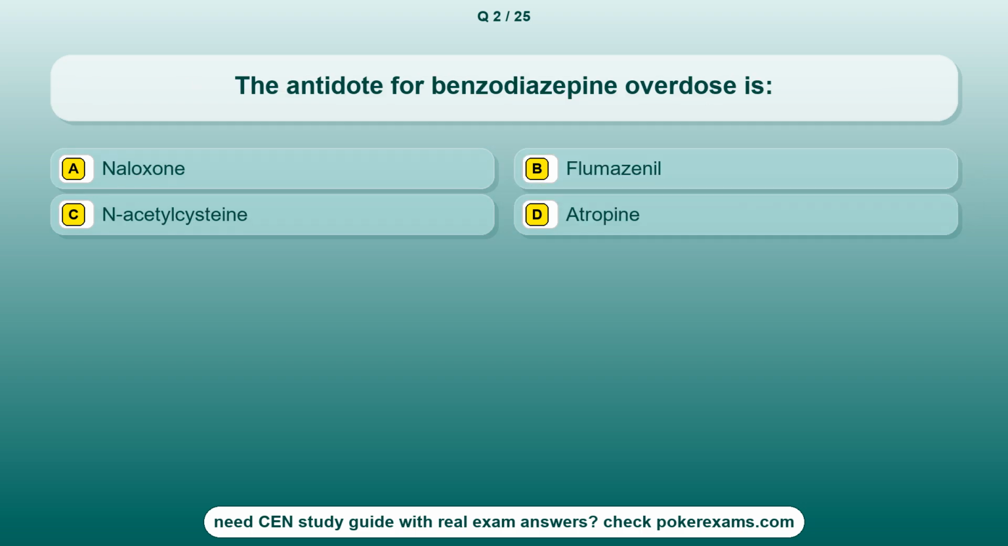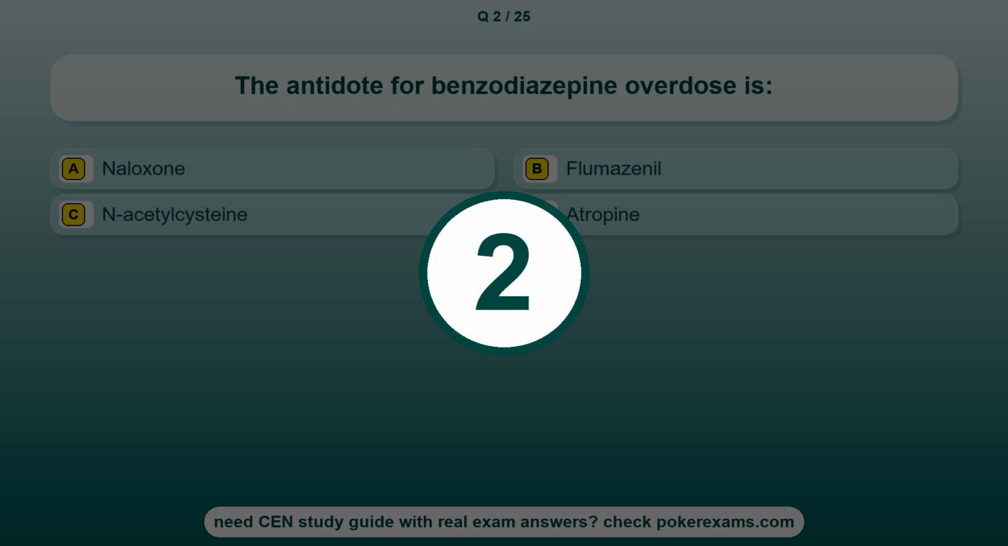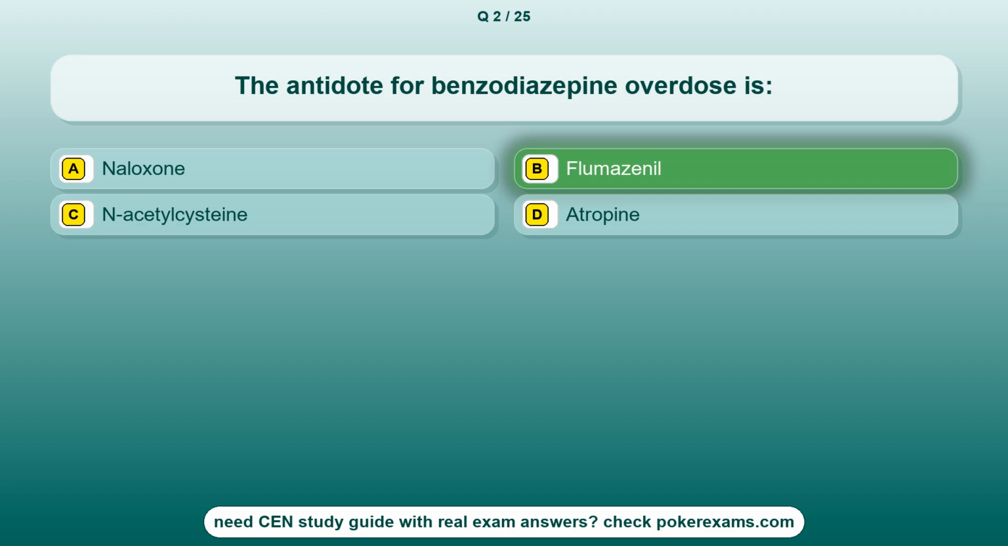Question 2. The antidote for benzodiazepine overdose is Option A, naloxone. Option B, flumazenol. Option C, N-acetylcysteine. Option D, atropine. The correct answer is option B, flumazenol.